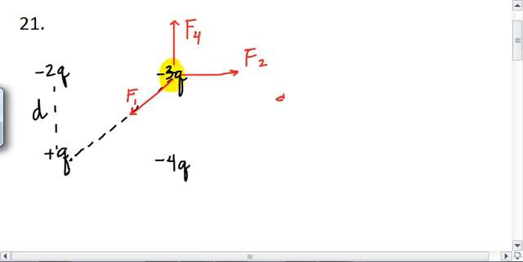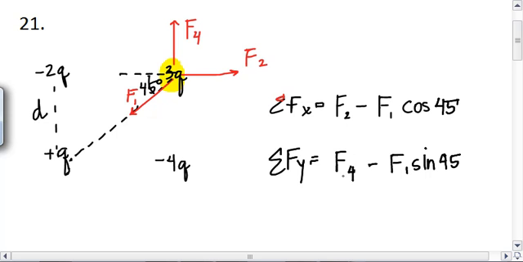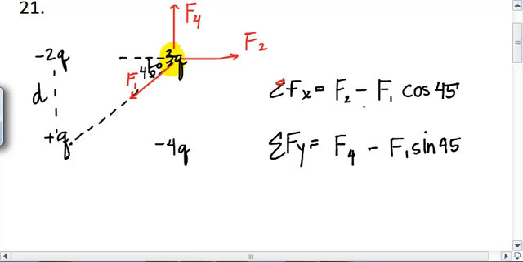Summing the forces in the x direction. Okay, so when we sum up the forces in the x direction, F2 is positive, F1 has that negative component, cosine 45, because it's a square, that's a 45-degree angle right there. So now let's sum the forces in the y direction. All right, so we sum up the forces in the y direction. F4 is positive, and then the y component of F1 was F1 sine 45. Now we need to find what is F2, what is F1, and what is F4.